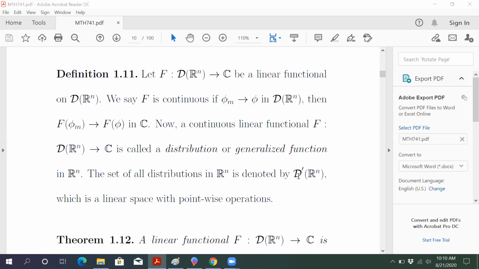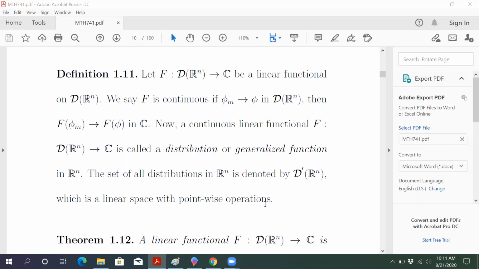And we can show that this set of distributions in R^n is a linear space with pointwise operations. What does it mean? You write down first, then I explain. Actually, D'(R^n), the distribution space, is the dual space of D(R^n). I don't know if you are familiar with the notion of the dual of a topological vector space. So D'(R^n) is the dual of D(R^n), which means simply that the dual of the test function space is defined to be the distribution space.